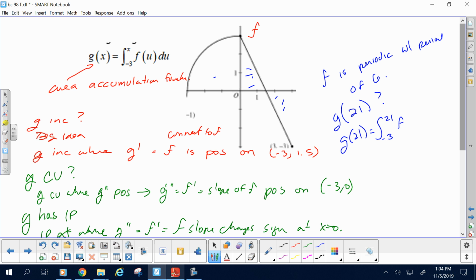Negative 3 to 21 is how far? 24. How many periods is that if a period is 6? 4. So it's 9 pi over 4 area accumulation every period times 4 periods, which is 9 pi. Okay.